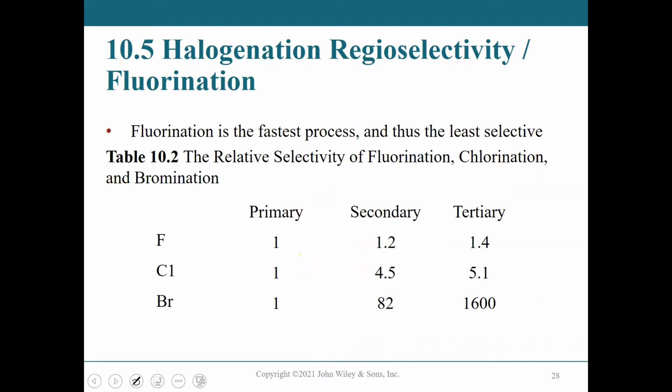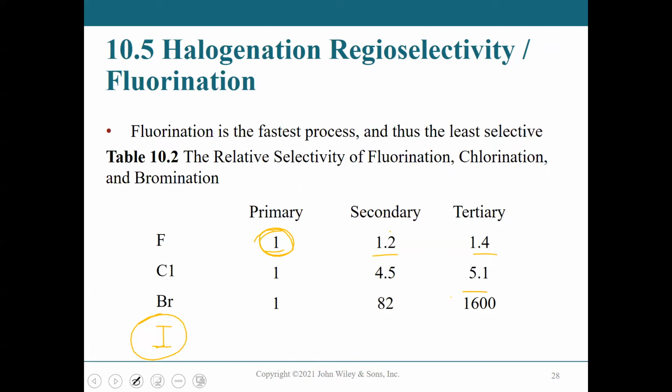Here is the study for most of the halogens. They didn't do it for iodine because we said that iodine is very slow anyway. Here, fluorination is the fastest process, right? So it's not selective at all. These are the selectivity rates, or proportions. For fluorination, primary, secondary and tertiary are about the same, see?